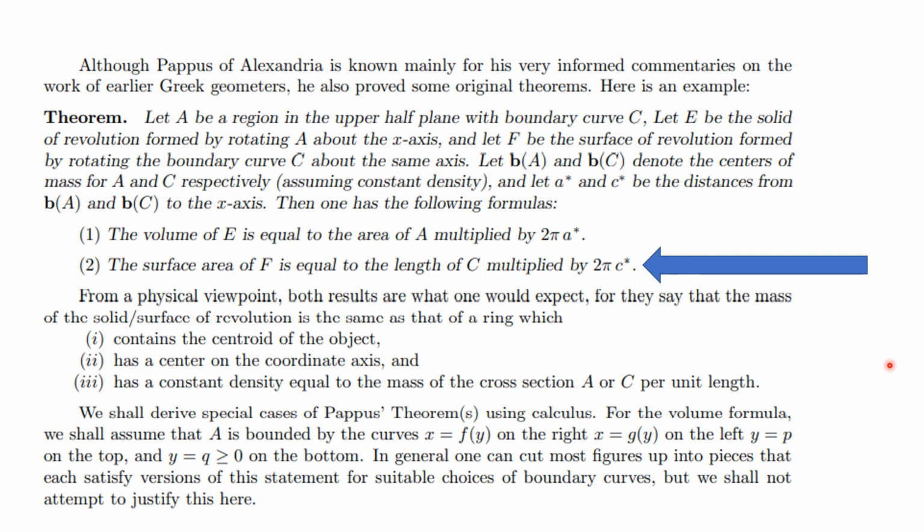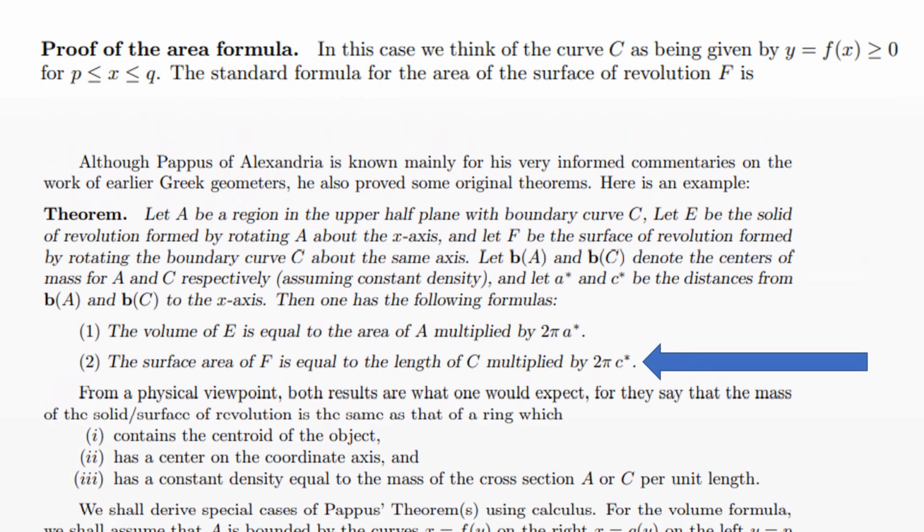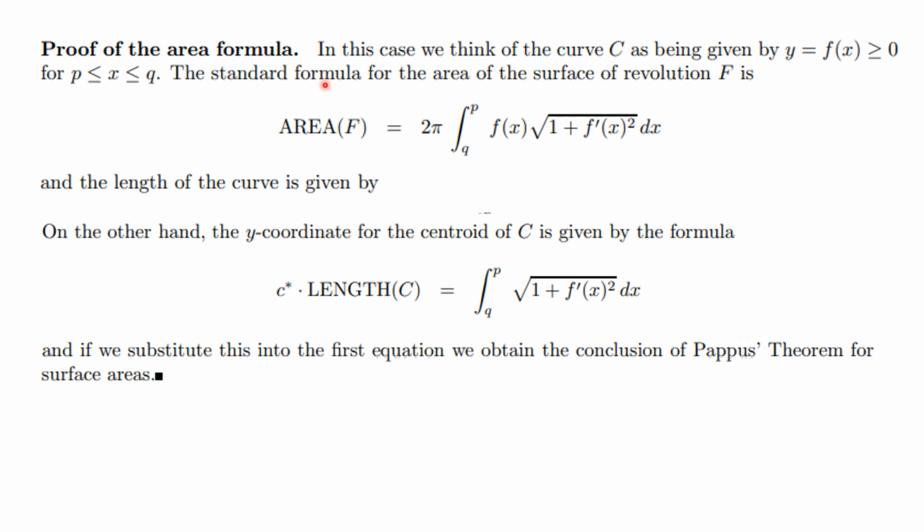Okay, so there are two of those theorems, and in fact, the proof of the area formula, this is our formula for surface area, and this is the length of the curve. So that means that the surface area of F, the revolution, is given by this. But the y-coordinate for the centroid is C star, times this is equal to that. So you see that if we substitute this into the first equation, we have the second formula.